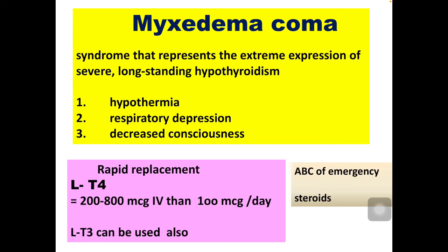So how will we treat such a patient? We hospitalize the patient, and rapid treatment with thyroid hormones is the treatment of choice. Usually levothyroxine T4 parenteral is used, by IV route, but sometimes if available levo T3 can also be used. The advantage of T3 is that it can have rapid onset of action. So onset of action is rapid as compared to T4, but otherwise usually T4 is given.